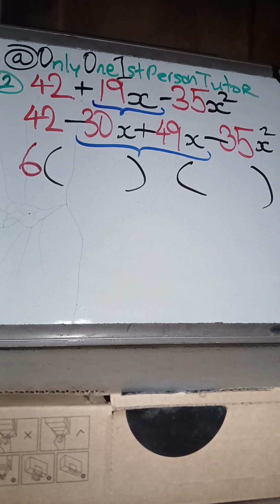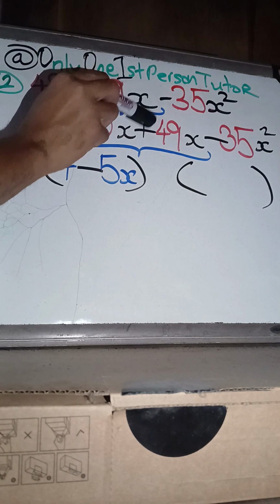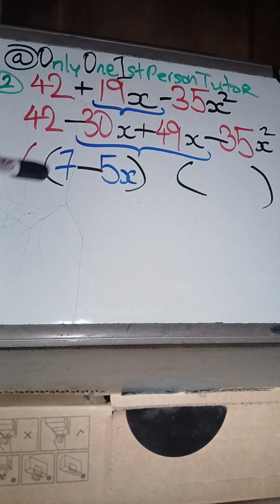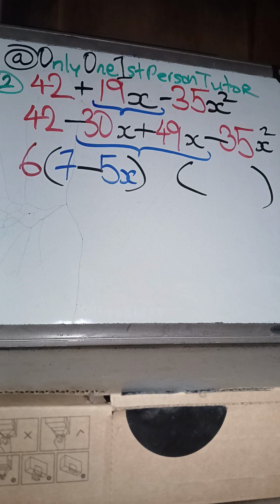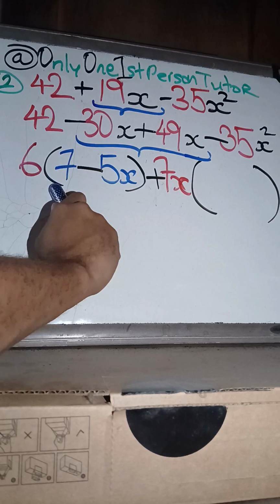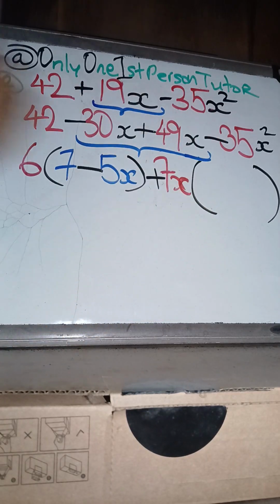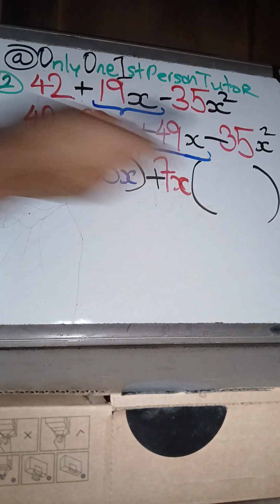Alright, now we're going to divide 42 by 6 and 30 by 6. So we'll have 7 minus 5x. Alright, so we're going to be dividing the plus 49x by this 7 right here. Alternatively, you could divide this minus 35x squared by this minus 5x. You still get the same answer. Okay, so again, multiply this by this to get that. Multiply this by this to get that. And therefore, we can copy this over here.